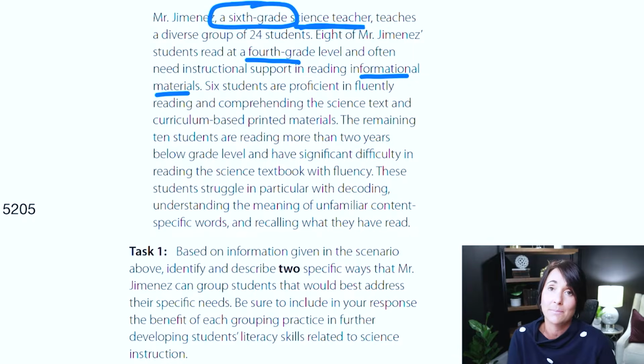Well, isn't science typically all informational materials? We're normally not reading literature in science. Sometimes I used to read The Life of Henrietta Lacks in science to bring in some literary text. It's a really good book, but it has to do with cells and all of that. But in this case, we're probably reading for the most part informational text throughout the day in science.